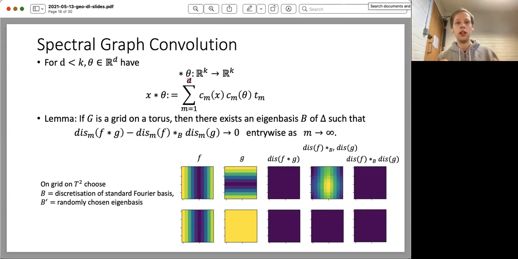But now that you see the statement of this lemma, you may be a bit shocked, because when I wrote down this formula for the convolution, I made it seem as if it's independent of the choice of basis, but it really is not. It very much depends. So if you choose a dumb basis, this statement is no longer true. And one example where you can see it fail are these pictures on the bottom. So let's not dwell on them too much.